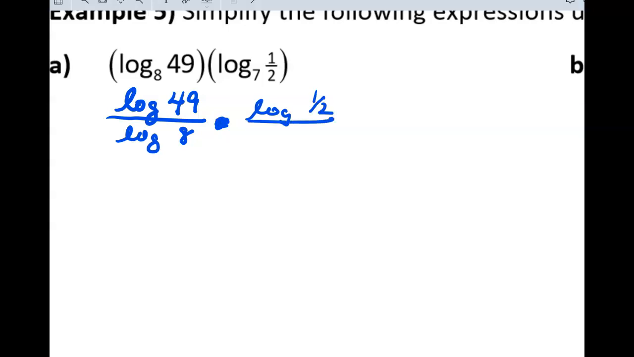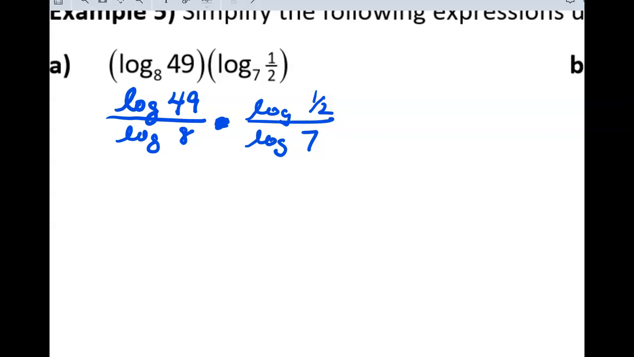Now when we change the base, the question is always, what do I change the base to? And the answer is it doesn't matter. I'm going to change these to common logs. That way I don't have to write the base. So log base 8 of 49 would be the log base 10 of 49 over the log base 10 of the original base. Log base 7 of 1/2, we're multiplying these, would be the log base 10 of 1/2 over the log base 10 of the original base 7.